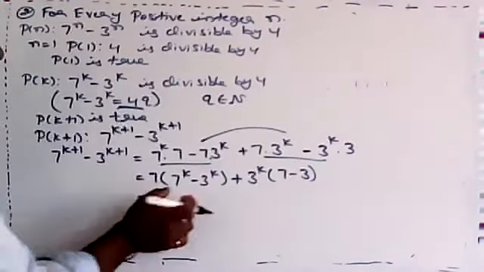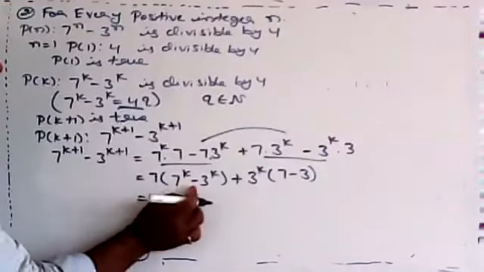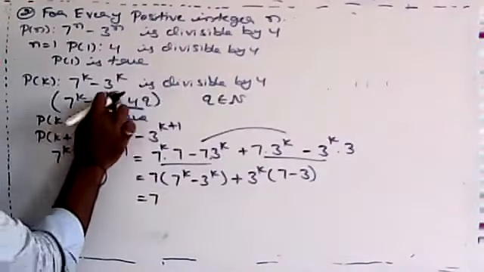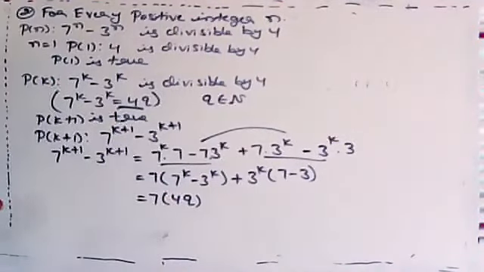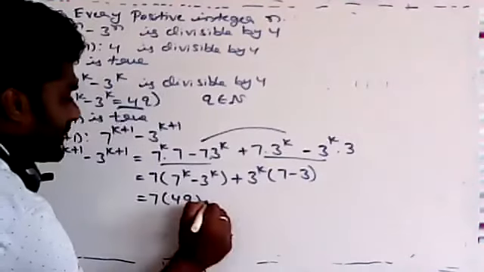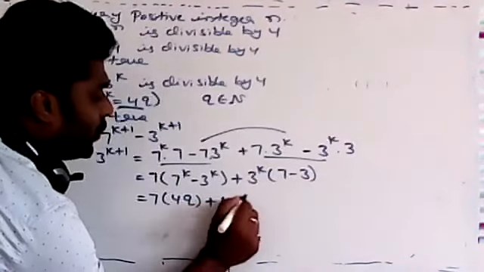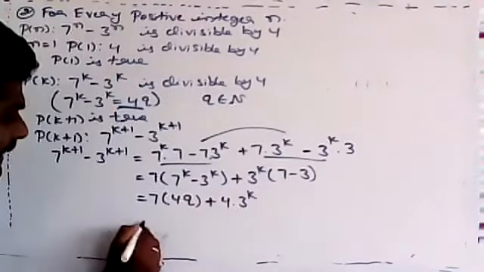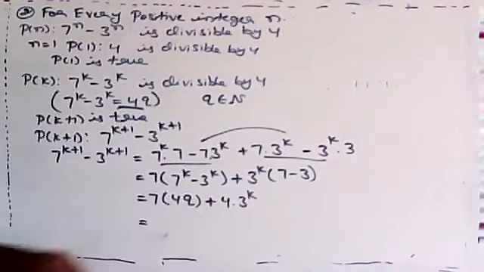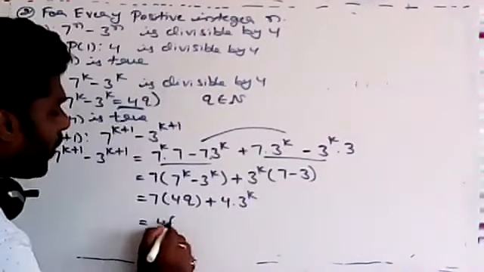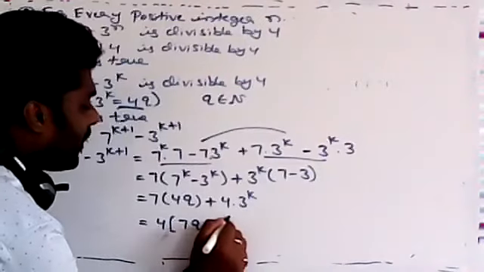See, when you add and subtract 7 into 3 to the power of k, when you take 7 common, what is 7 to the power of k minus 3 to the power of k? That is 4q. Okay? Plus, here, 7 minus 3 is 4 into 3 to the power of k. In this, again, I am taking 4 common. In these 2 terms, again I am taking 4 common. What is remaining inside then? 7q plus 3 to the power of k.